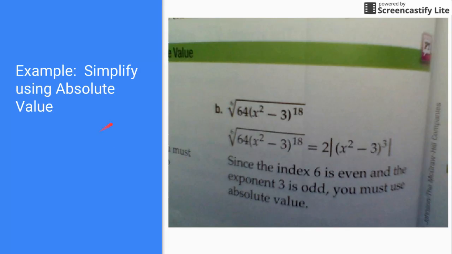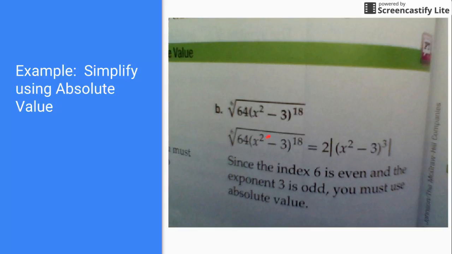The next example is simplifying using absolute values. And this equation is fairly simple, as you can tell. We've just got the 6th root of 64 times (x squared minus 3) to the 18th power. Yeah, like I said, this is perfectly easy stuff, guys.